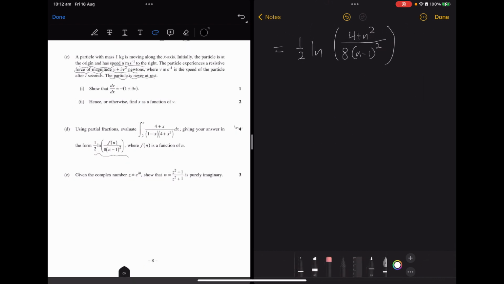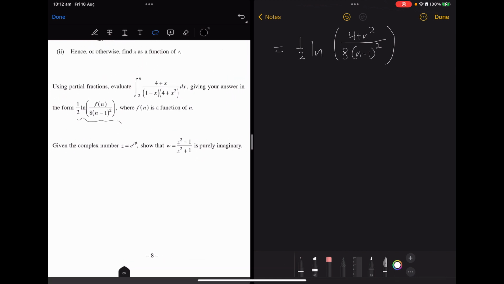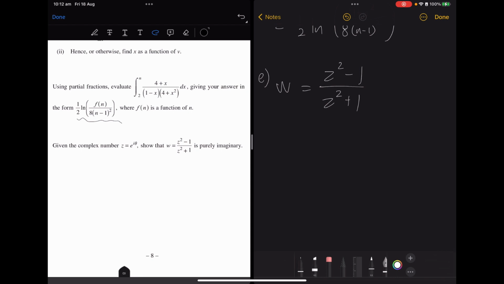For part E, we have given the complex number z equals e to the i theta. Show that w equals z squared minus 1 over z squared plus 1 is purely imaginary. So now we take a look at, well, our w, so part E, is equal to z squared minus 1 over z squared plus 1. So we have z equals e to the i theta, so sub that in. So e to the i theta squared is just e to the 2i theta minus 1 over e to the 2i theta plus 1.